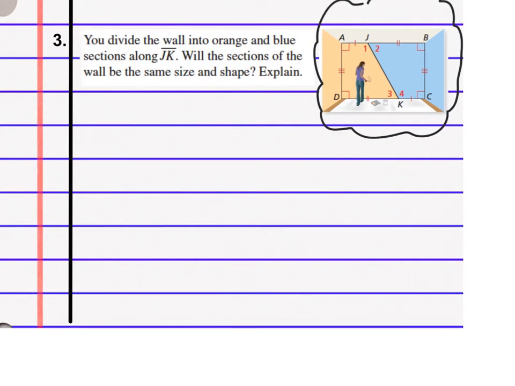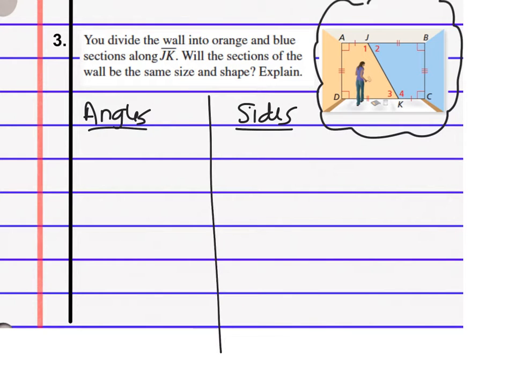So basically, if I look at this diagram, we have two trapezoids or two quadrilaterals, the orange one and the blue one. So I need to show that the orange quadrilateral is congruent to the blue one. So instead of a triangle, it's a quadrilateral. So I'm going to have to list 4 pairs of angles and 4 pairs of sides, and then I'm going to have to do my congruency statement. So I'm going to start with the angles.